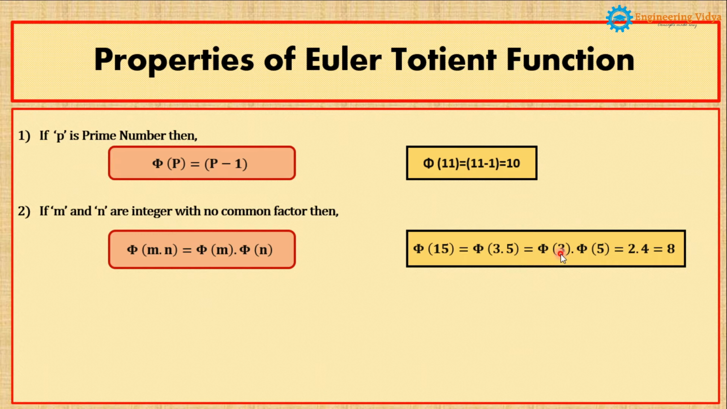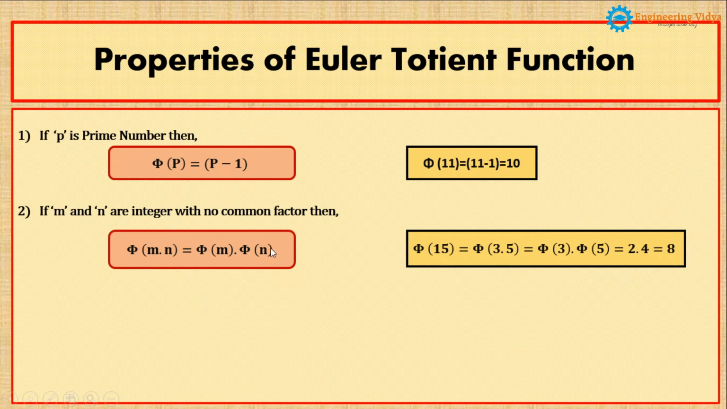Since 3 is a prime number, and 5 is a prime number, if I apply property number 1, phi of 3 will be equal to 2, because it is p minus 1. And phi of 5 will be equal to 4, and 2 into 4 will be equal to 8. So this is your answer.